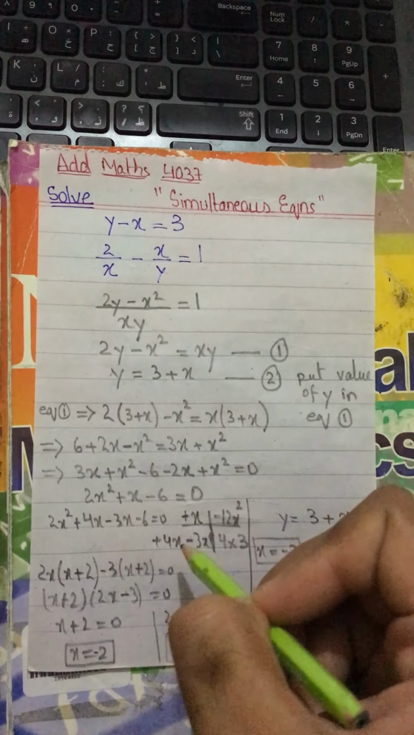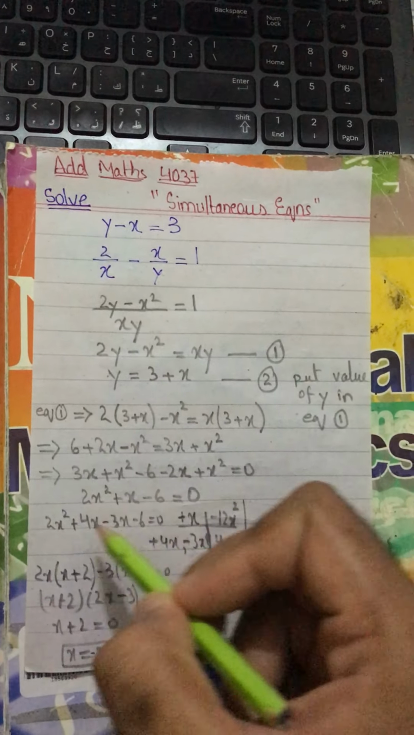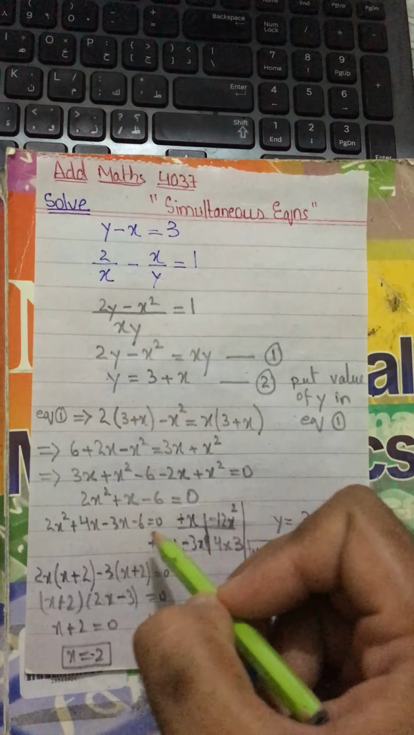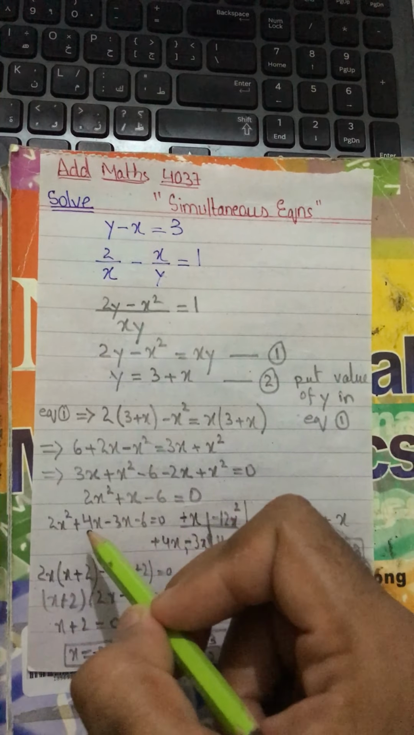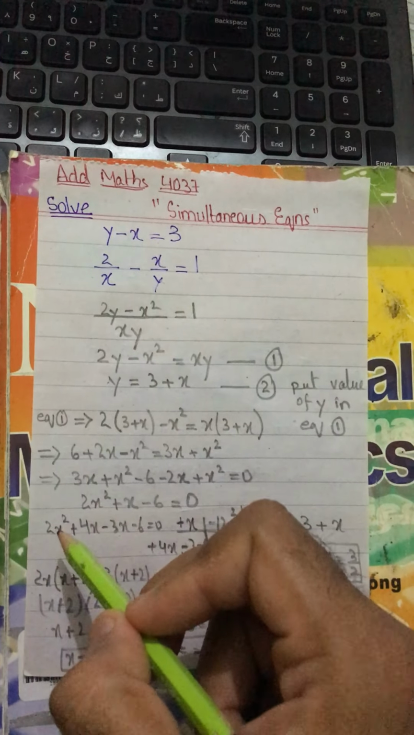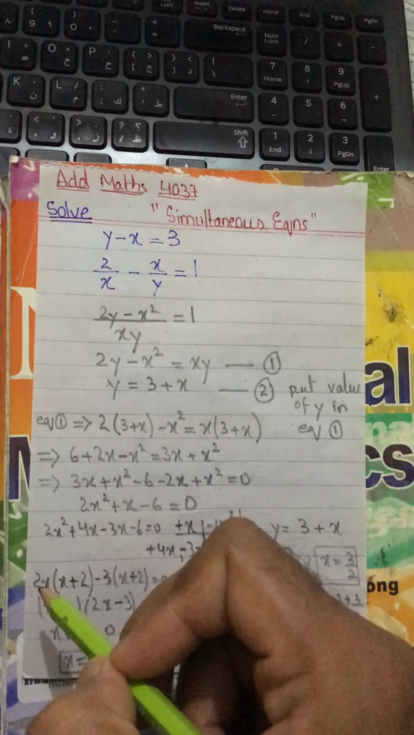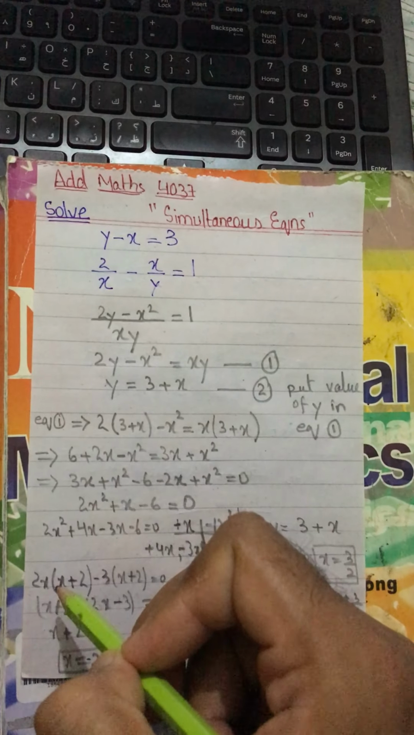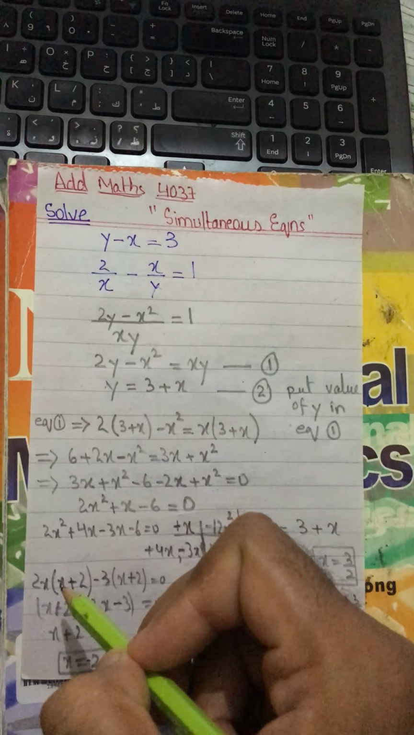Now I will just shift my factors. 2x square as it is, plus 4x minus 3x and then minus x equals to 0. Now I will take common between these two. 2x is common. Since 2x is common, there are 2x, 1 is outside, so there will be 1 remaining inside the bracket.